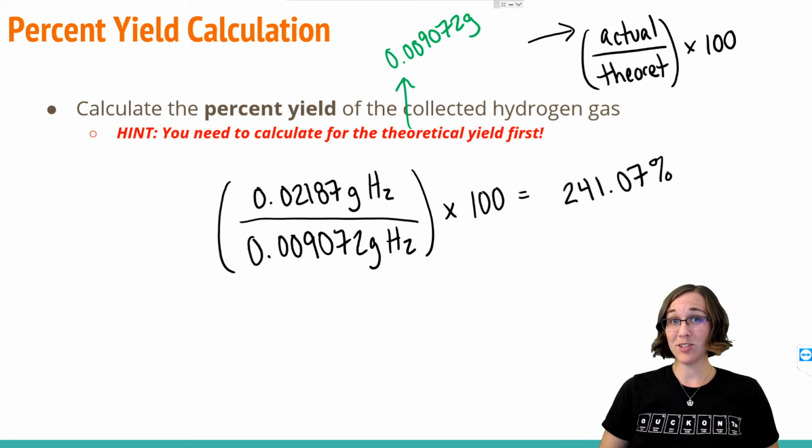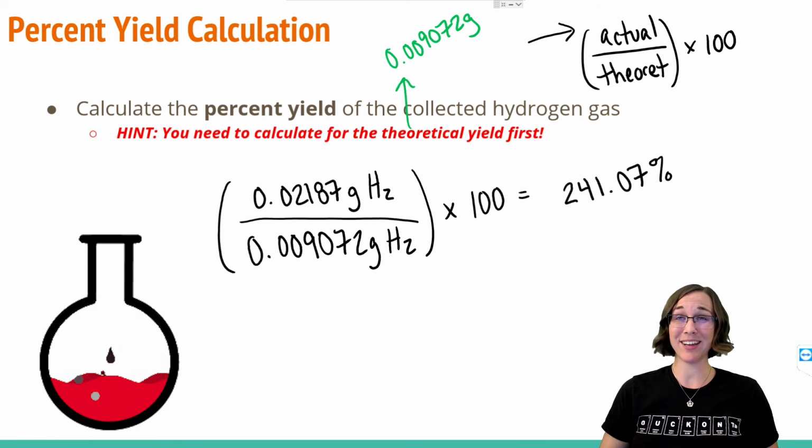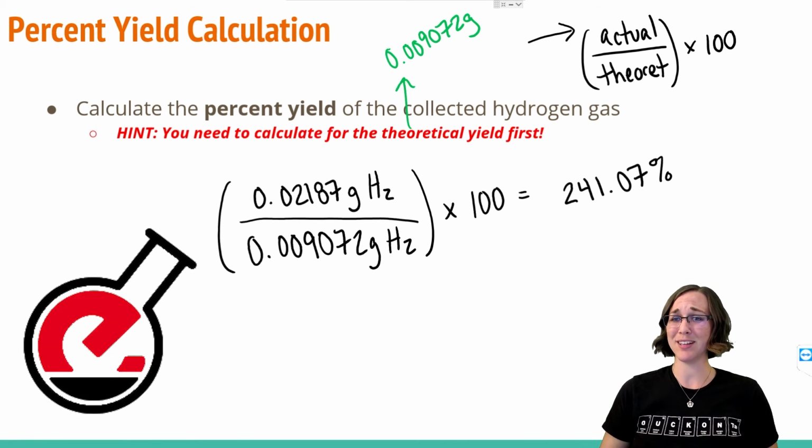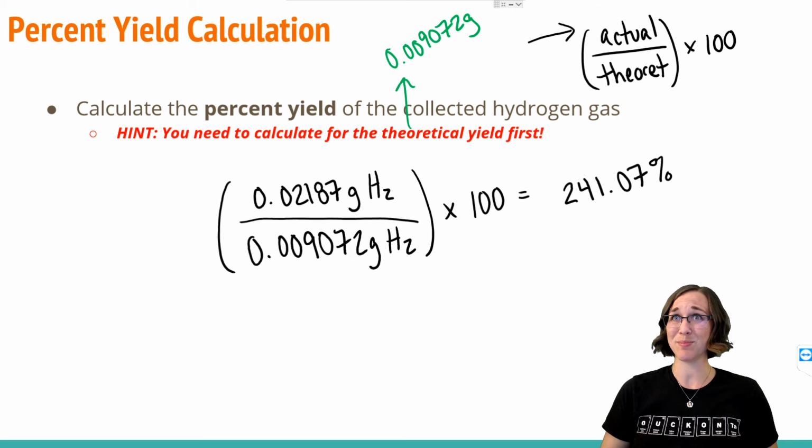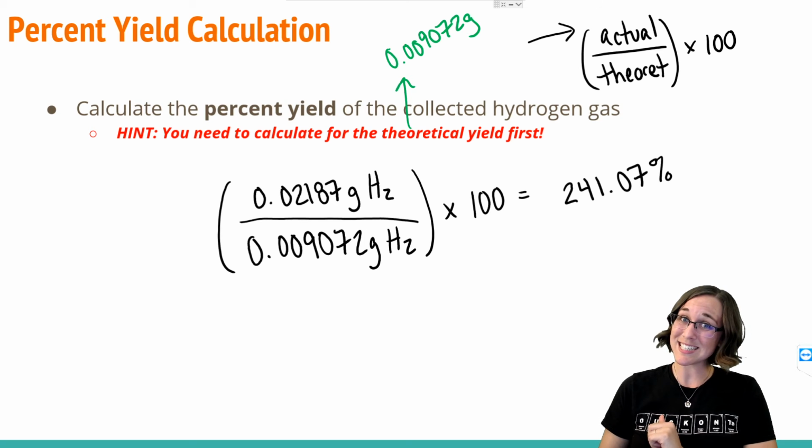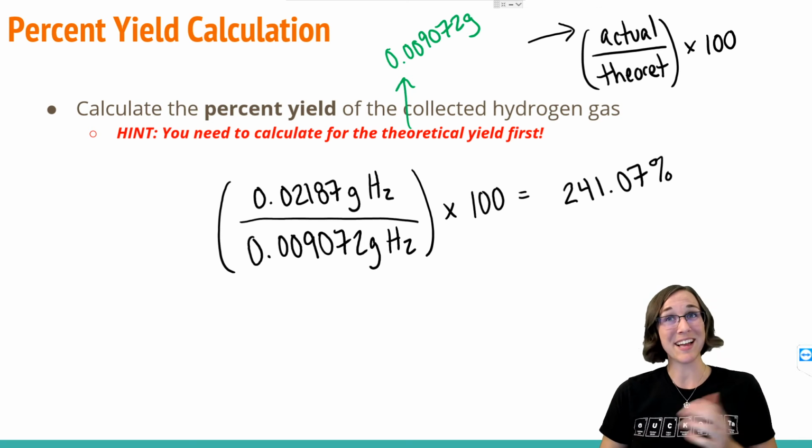241.07%. So we created way more hydrogen gas than we should have, by 241.07%, so way over 100%. Huge amounts of error here. But this should give you something interesting to discuss in your lab report in the error analysis section.